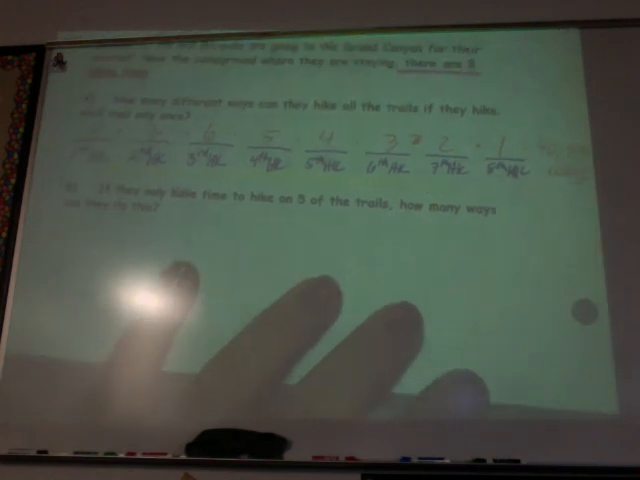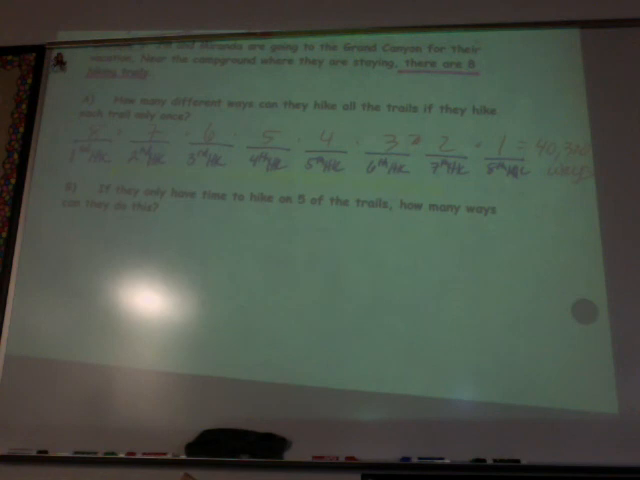All right, then do B. This one you're going to actually have to do some thought. If they only have time to hike on 5 of the trails, how many ways can they do this? You're going to assume that they're not going to hike on the same trail 5 times, so 5 different trails.